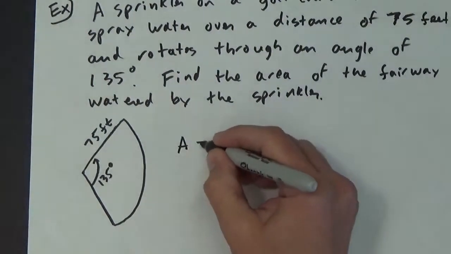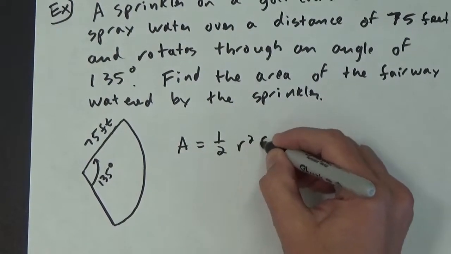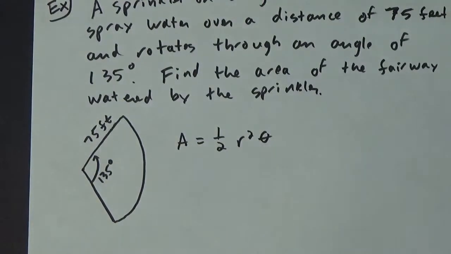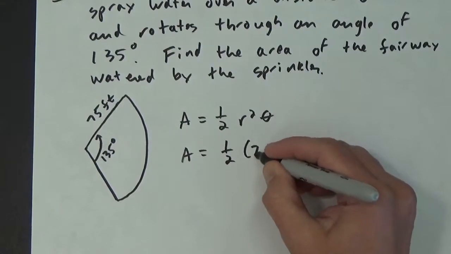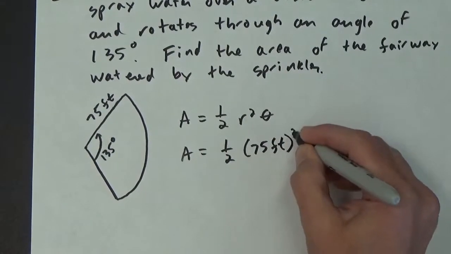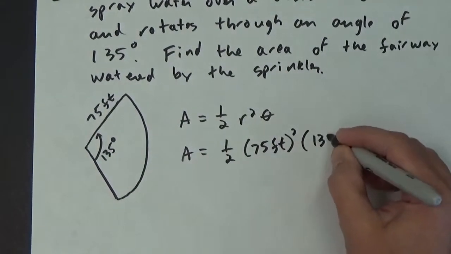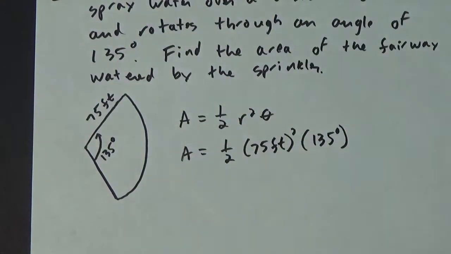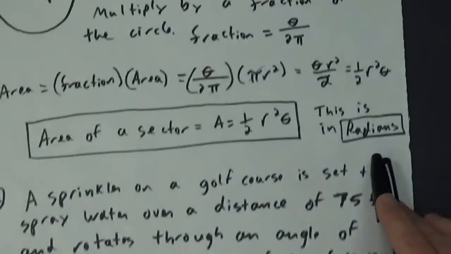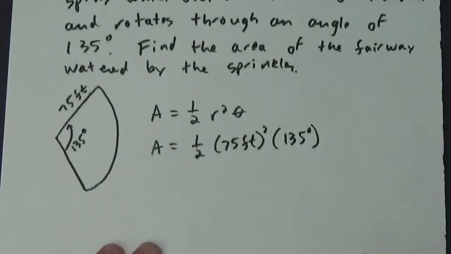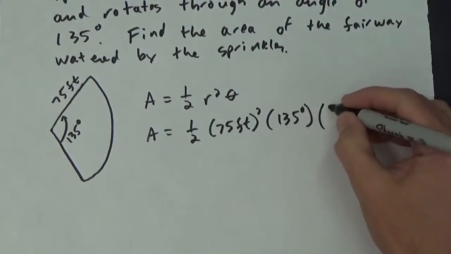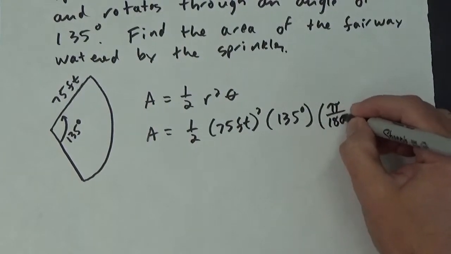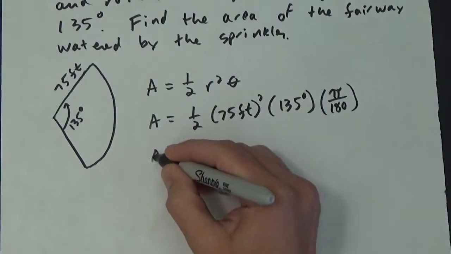And so area is 1/2 r squared theta. So that's 1/2, r is 75 feet squared, and theta is 135 degrees. Of course, that's in degrees, so we come back here and realize we've got to be in radians, so we do have to do a conversion. Luckily, to convert from degrees to radians, we multiply by pi over 180, and there we have it.